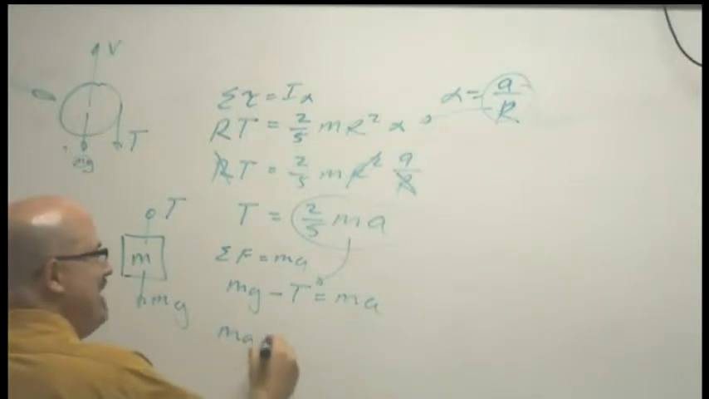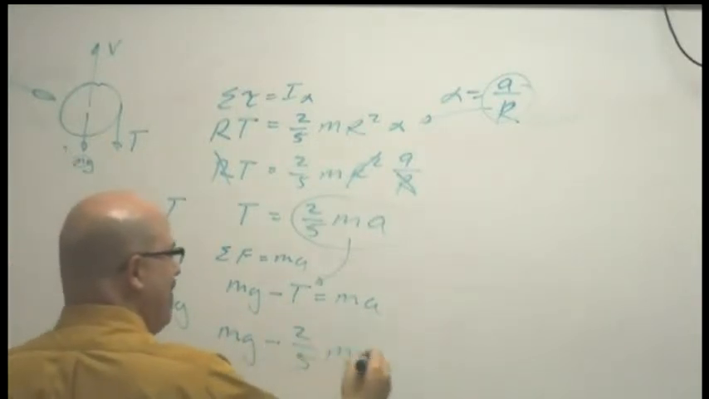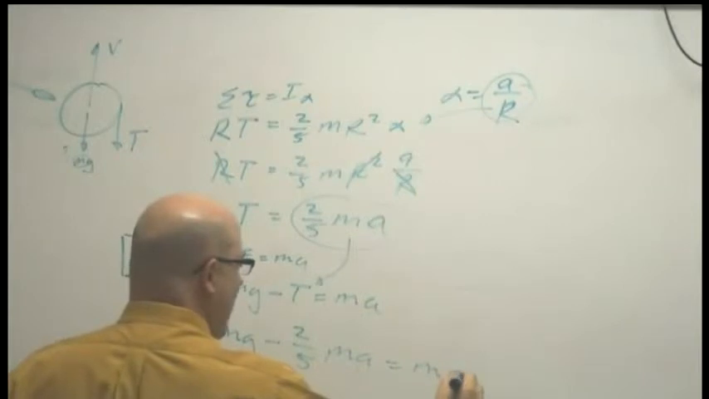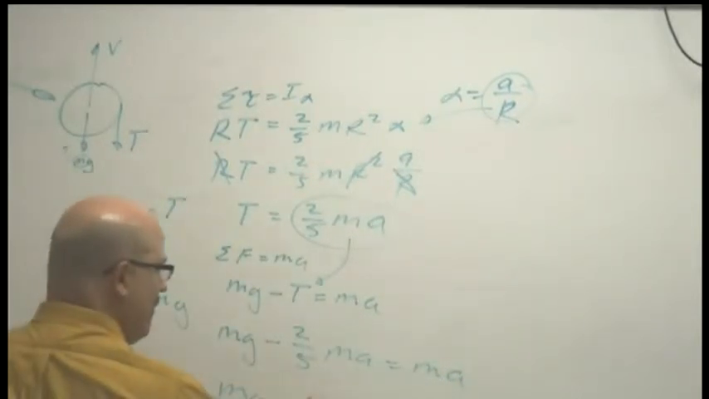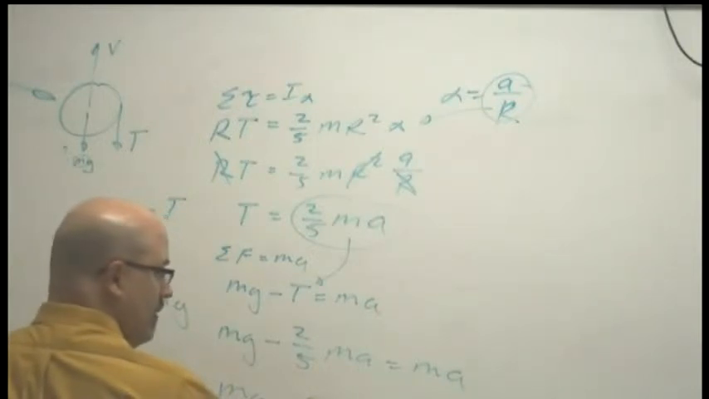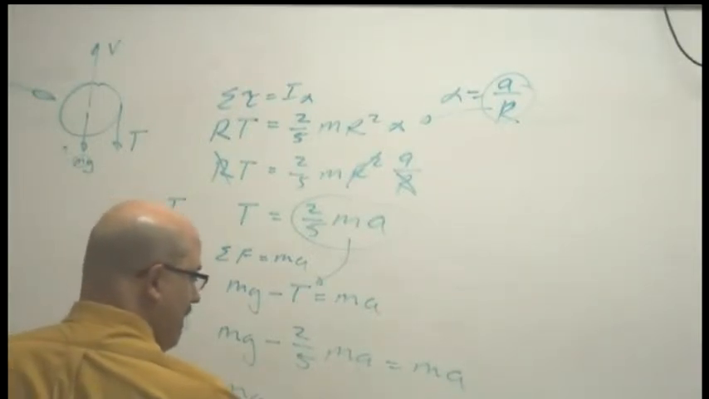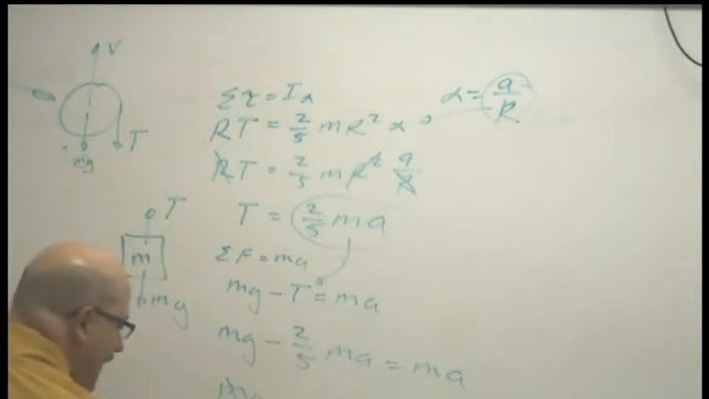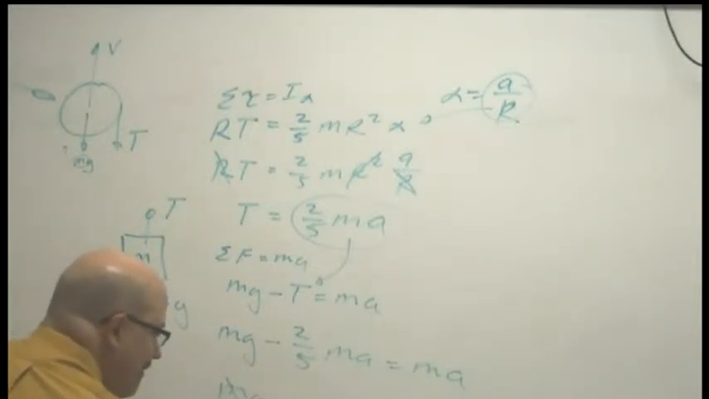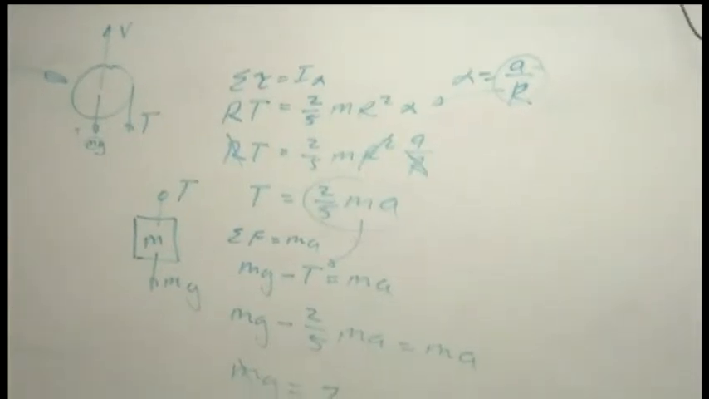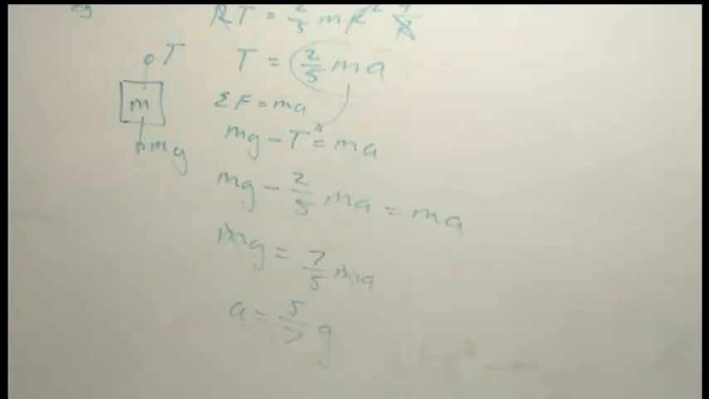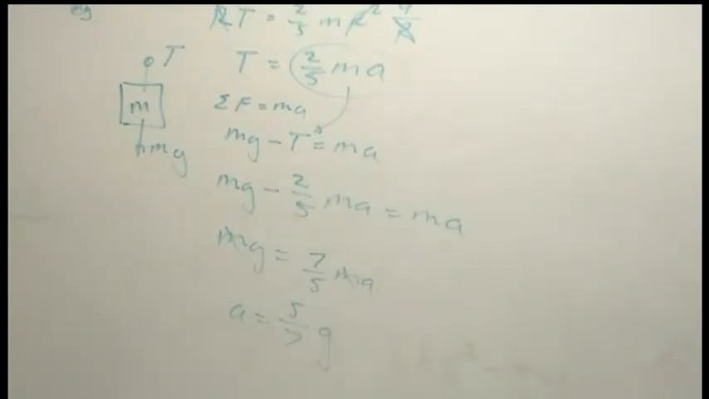So we got mg minus 2/5 ma equals ma. So that means mg equals 7/5 ma. So a equals 5/7 g. Does that make sense? Yes, it's almost free falling, but it's had some resistance. It's less than free fall, so that should be good.